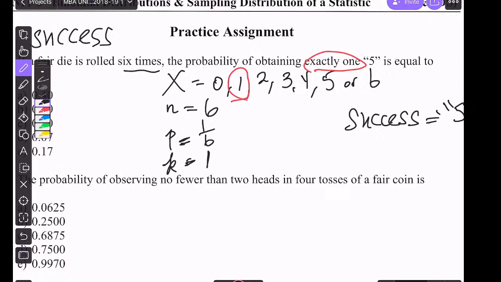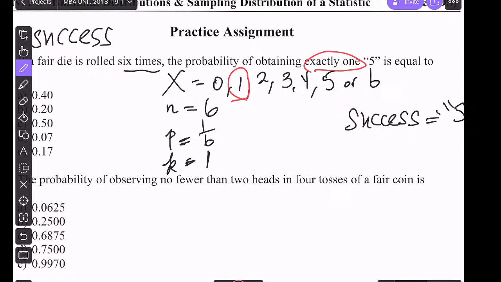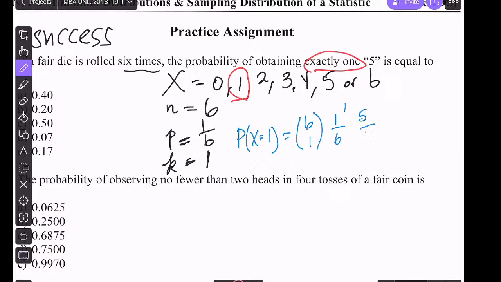I'll do it in blue. No, I wrote the wrong number. It's X equals 1. So that's equal to, let me erase this so I have room, 6 choose 1, times 1/6 to the power of 1 for 1 success, times 5/6 to the power of 5 for 5 failures.